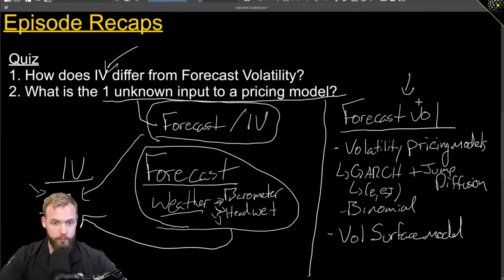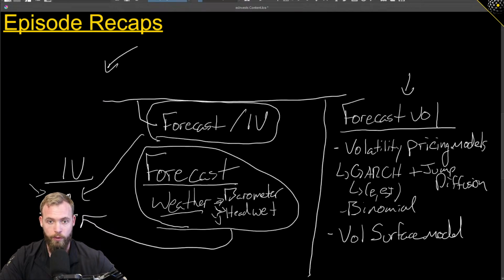So that's the difference between forecast vol and implied vol. Forecast is doing the work of trying to estimate what it is. Implied volatility is literally just extracting it out from the market.